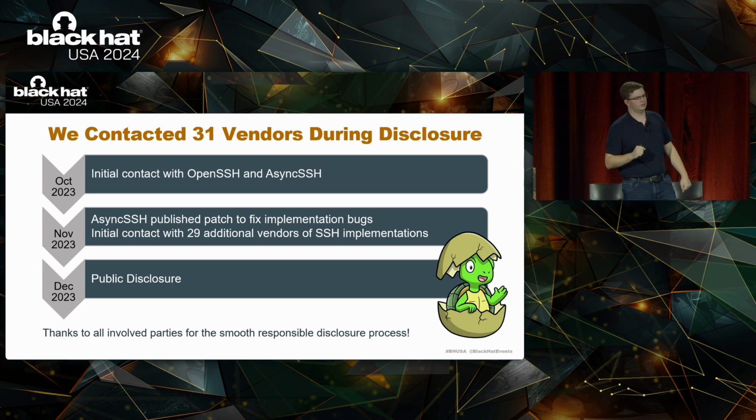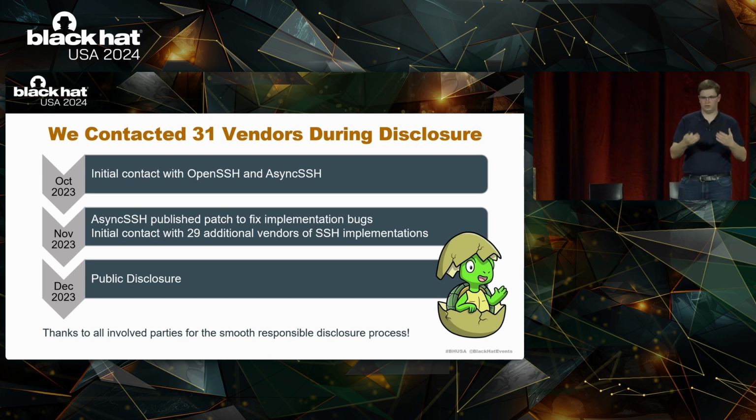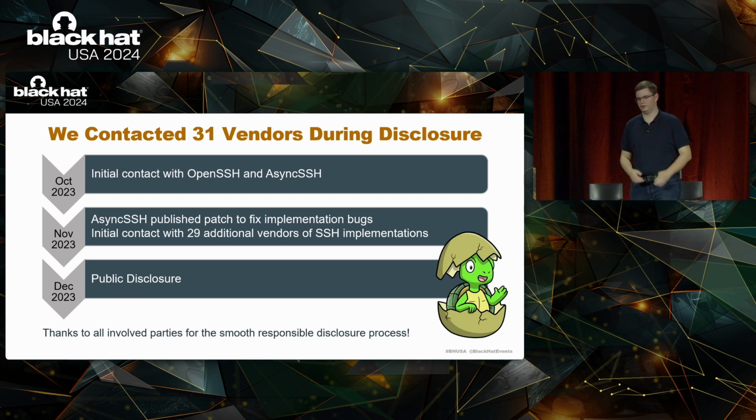Now, how did we get there? So we started in October, and we first contacted OpenSSH and AsyncSSH. OpenSSH, obviously, it's the most common SSH implementation there is. You may recall from the Secure Shells and Shambles yesterday the huge importance of the OpenSSH implementation. And we also contacted AsyncSSH because of the implementation bugs in their state machine. Now, AsyncSSH fixed their implementation bugs in November, and this was done. So no implementation bugs at AsyncSSH, but the protocol vulnerability remained.